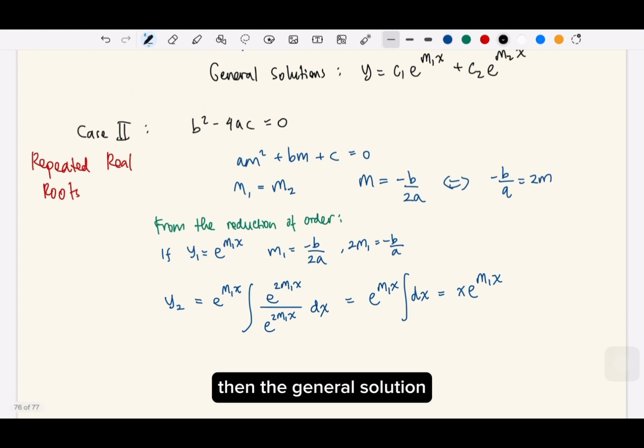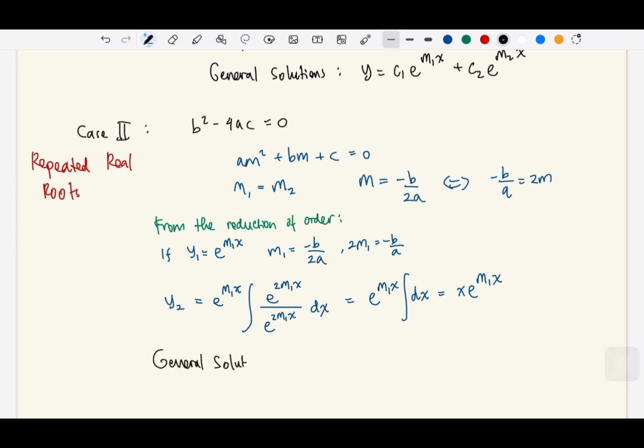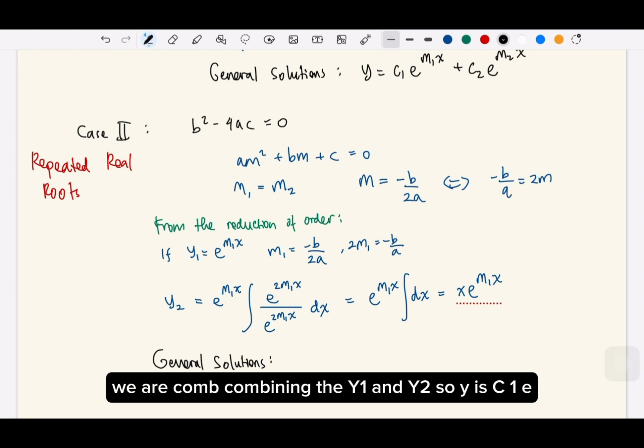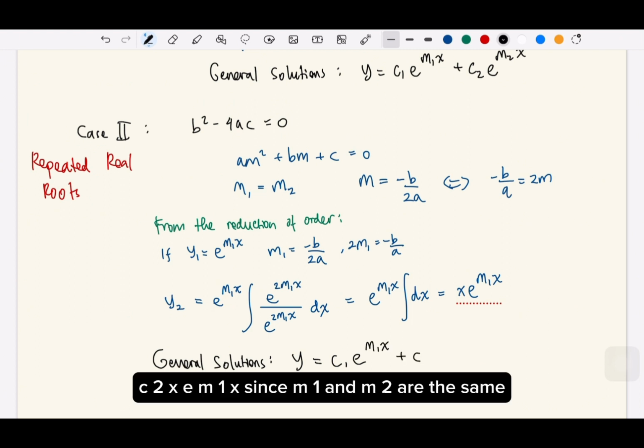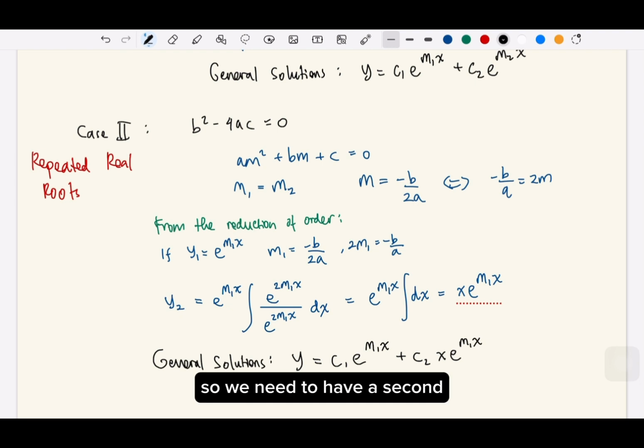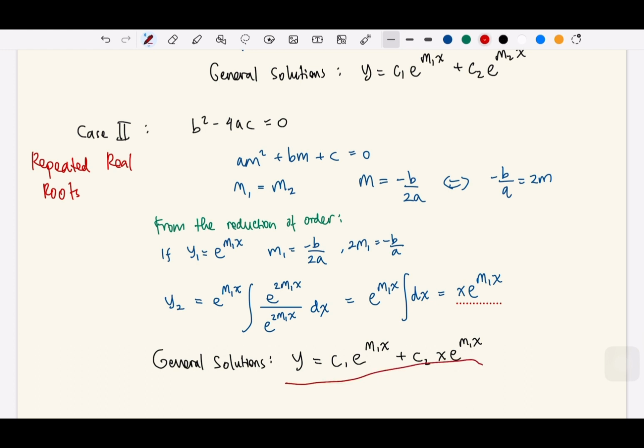Then the general solution: we combine y1 and y2. So y is c1 e to the m1x plus c2 x e to the m1x, since m1 and m2 are the same. We need a second expression that is linearly independent. So this is the general solution.